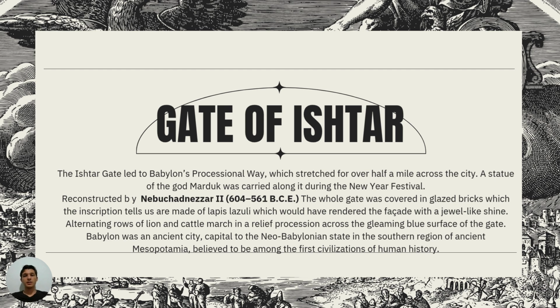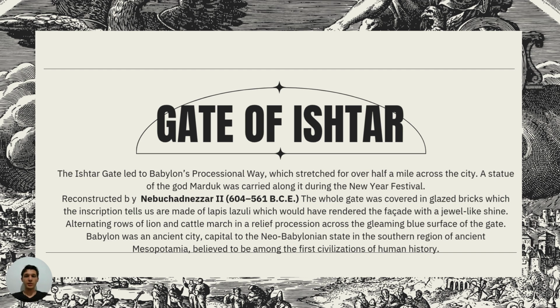However, this gate also had several different reliefs of different animals. It had lions, an ox, and a species of dragon. Each of these, according to some details, represented a god. Now, this gate and the processional way also displayed rows of lions and cattle across its surface and other buildings that were near it.